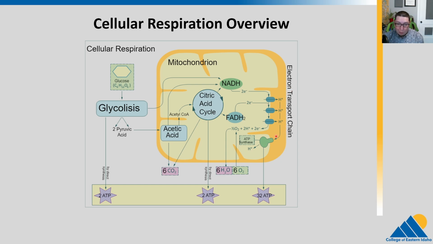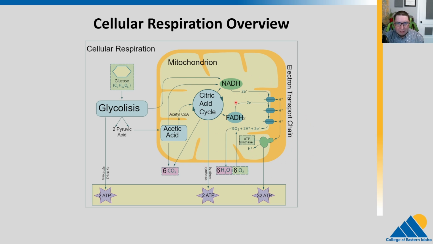We've talked a lot about gradients. We're going to build that gradient. And then we're going to allow them to flow through an enzyme called ATP synthase. ATP synthase is where we generate tons of ATP. So you'll see from one molecule of glucose, glycolysis made 2, the citric acid cycle made 2. This electron transport chain makes 32. So we are fully extracting the energy here.